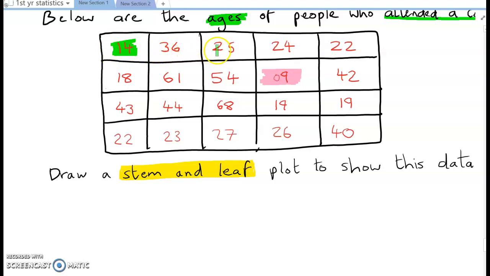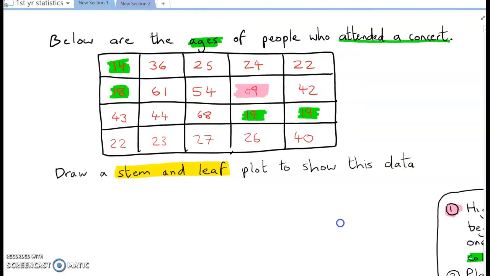No, that begins with a 3. That begins with a 2. That begins with a 2. That begins with a 2. Here's another one that begins with a 1. Where else are there numbers that begin with 1? Here. Here. Where else? There's none else. Okay. No other number that begins with 1.